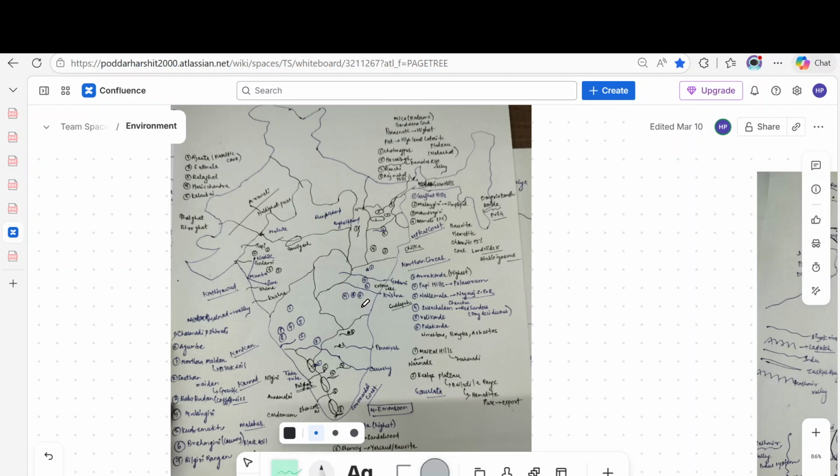We will start with MP. In MP, the two major blocks we need to remember are the Vindhya and the Satpura range. Between the Vindhya and the Satpura, there is a river called the Narmada flowing from west to east, and downline of the Satpura, we have the Tapti River.